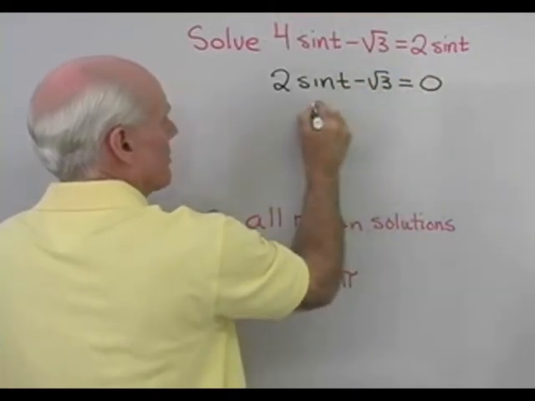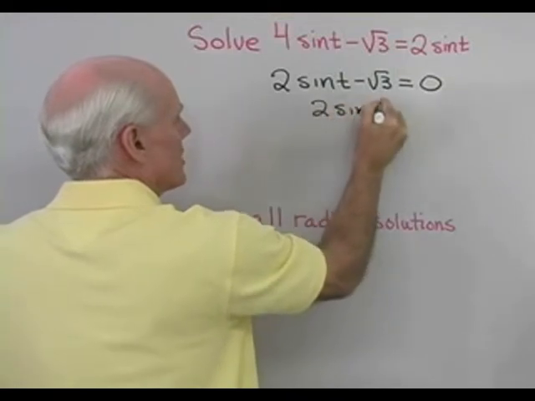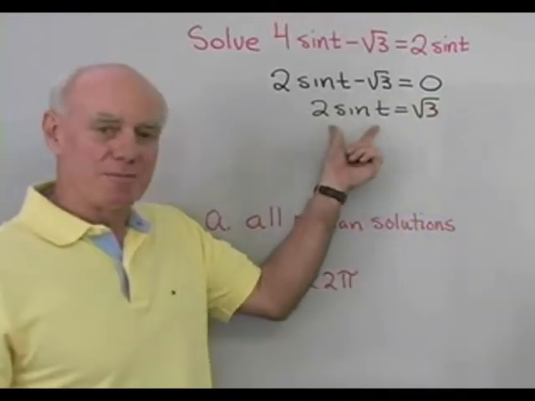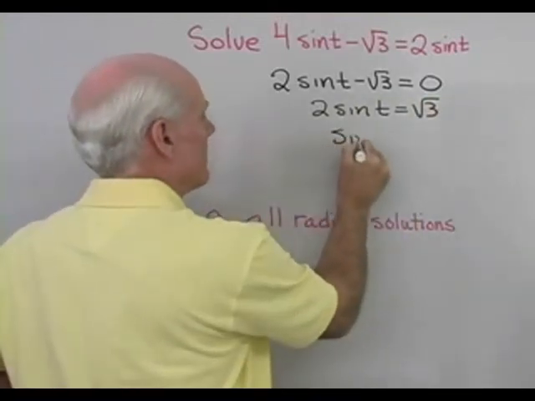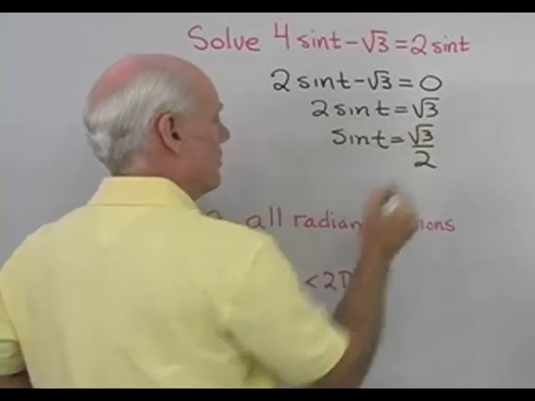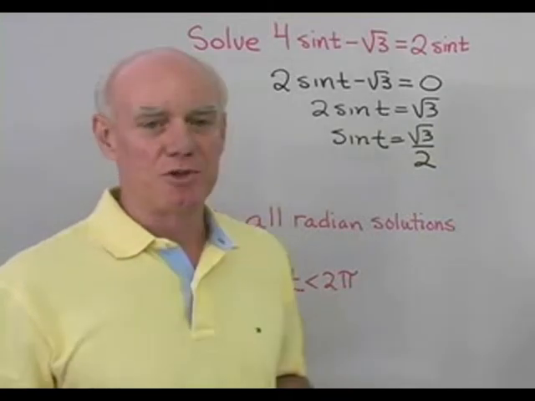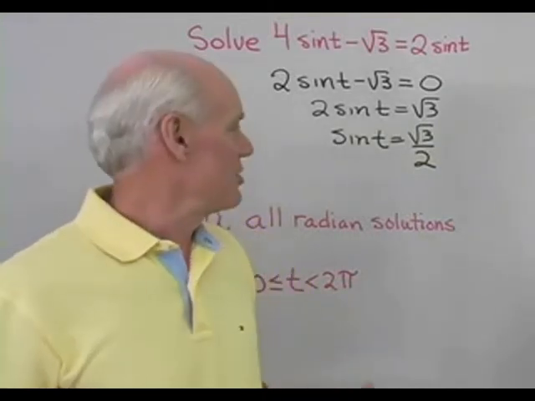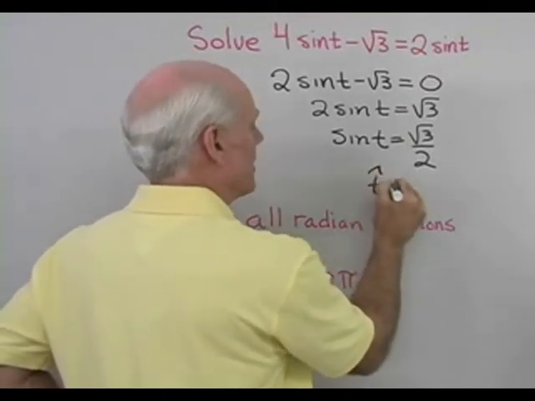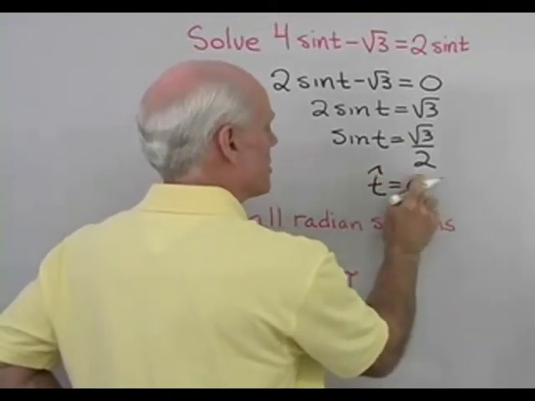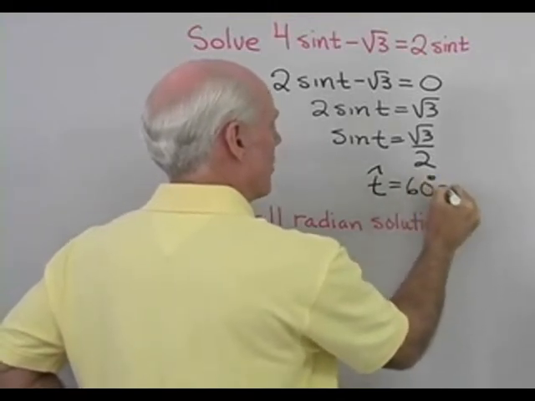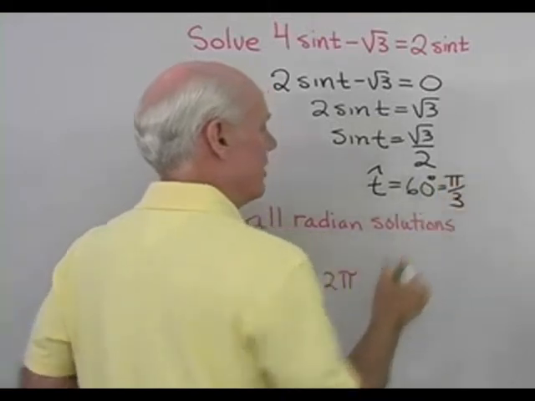Now I'll add square root 3 to both sides. 2 sine t is equal to square root 3. Then I'll divide both sides by 2, and I'll get sine t is equal to square root 3 over 2. Okay, well, I see sine t is equal to square root 3 over 2. That tells me that the reference angle for t must be equal to 60 degrees, or pi over 3 in radians.